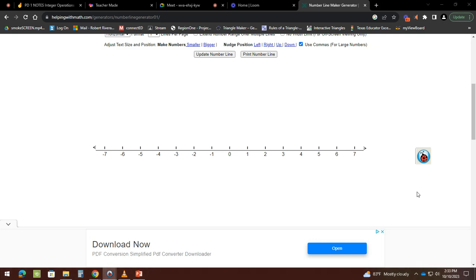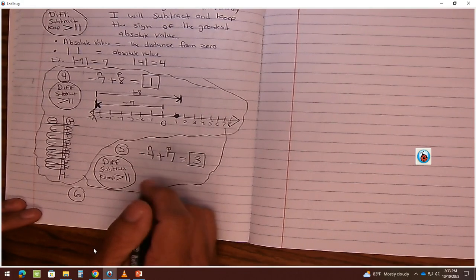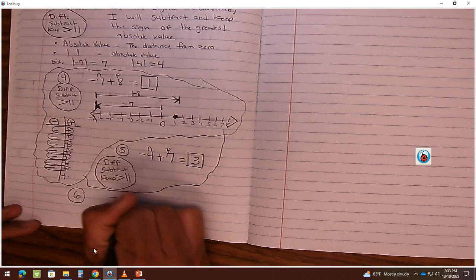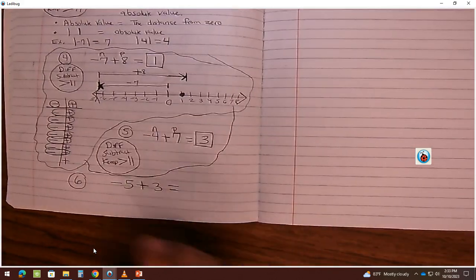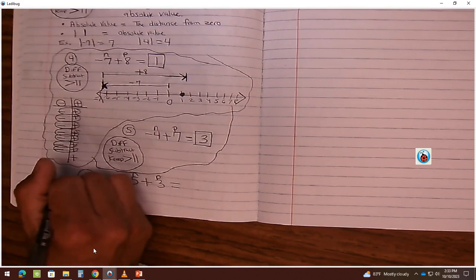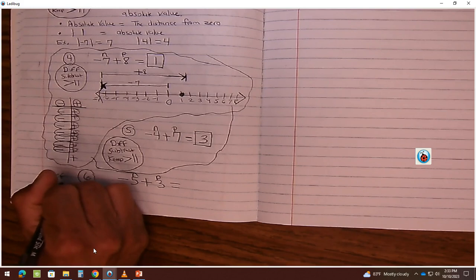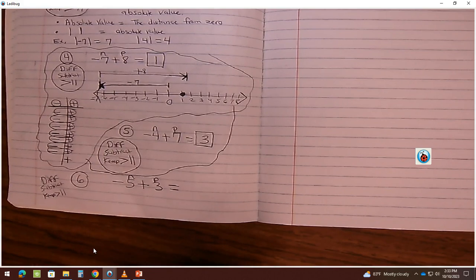Let me do one more of this. Number 6. Let's say that you have, I don't know, -5 plus 3. Okay, so we have a negative and a positive. So the rule will be diff again. When we do diff, we're going to subtract, and we need to keep the greatest absolute value.